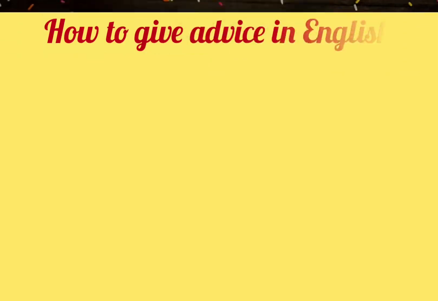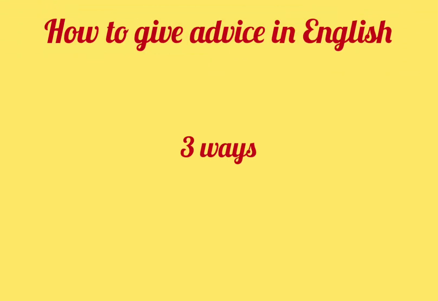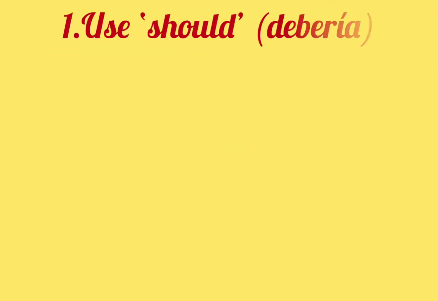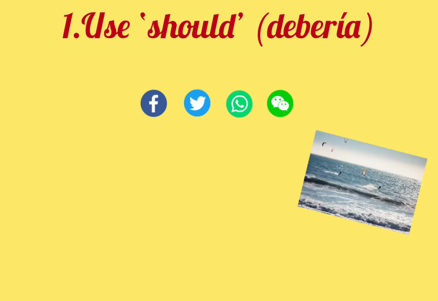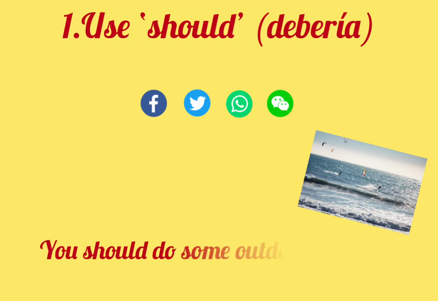In this tutorial we are going to look at 3 ways of giving advice. So let's look at the first way. The first one is to use should, or debería. Now, what would you say to a friend who is addicted to social networking? Looking at the picture, what comes to your mind? Well, perhaps you can say something like, you should do some outdoor activities.